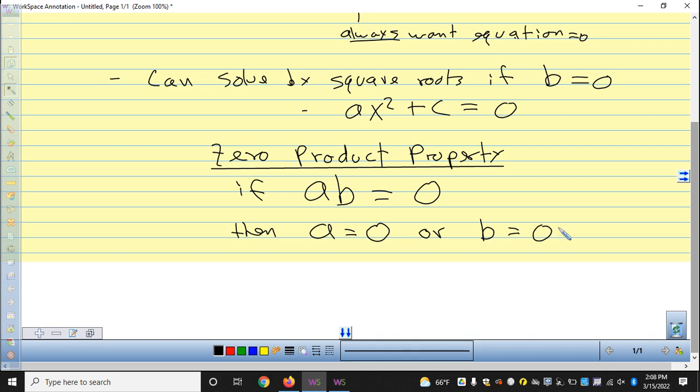So we have two possibilities here. Either a can be 0 or b can be 0. There's no other way when we multiply numbers to get 0. So this is kind of one of our key things when we solve by factoring. When we solve by factoring, we always end up using the zero product property.